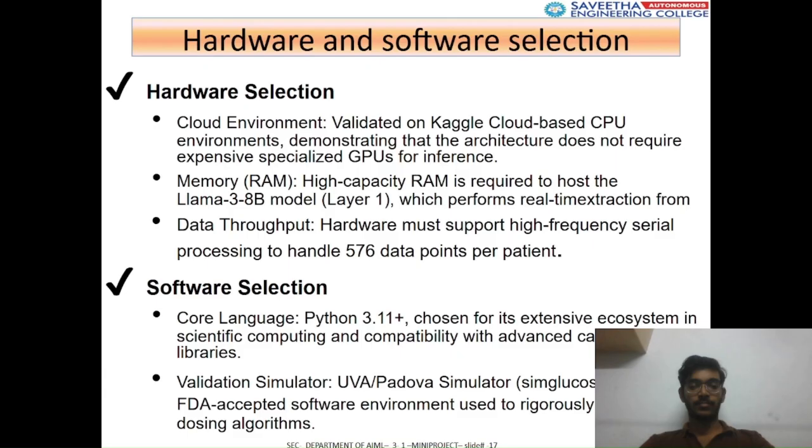Coming to the hardware part, we ran this whole project on Kaggle hardware, which includes cloud-based CPU environments and GPU for acceleration. We need an LLM for the first layer to take the input text and perform the semantic entropy calculation and so on. So we use the Llama 3 8 billion parameter model, which is expensive to run on normal hardware, so it requires cloud GPUs. Coming to the software selection, we use Python 3.11 or above for its extensive ecosystem, and for validation, as discussed above, the UVA/Padova simulators approved by the FDA.